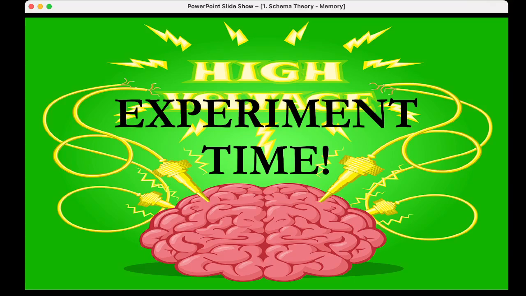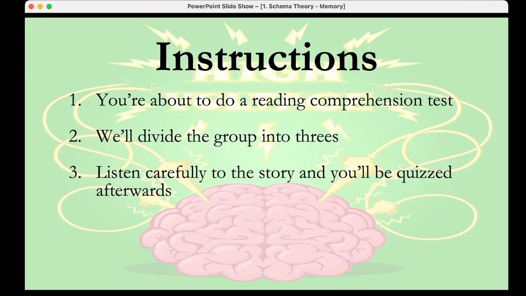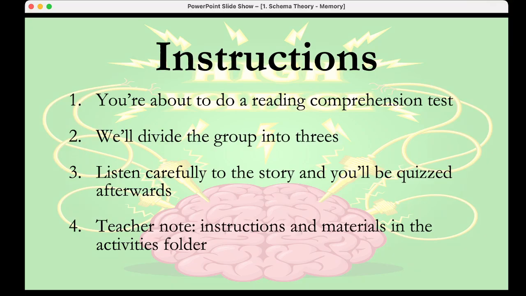Another idea, again, never tried this in class, so most of the things I share here are things I've tried before, but I wanted some new ideas for schema theory. This one, no, sorry, this is the Bransford and Johnson. Okay, this is a classic Bransford and Johnson study.